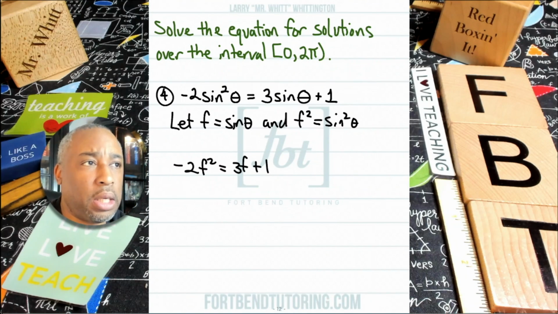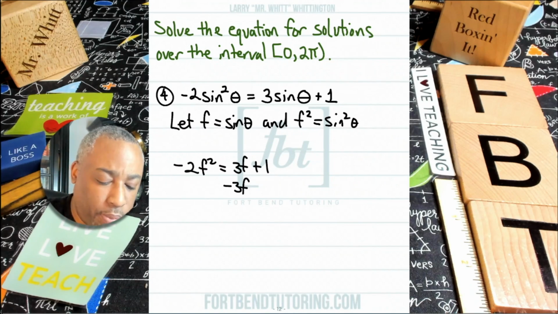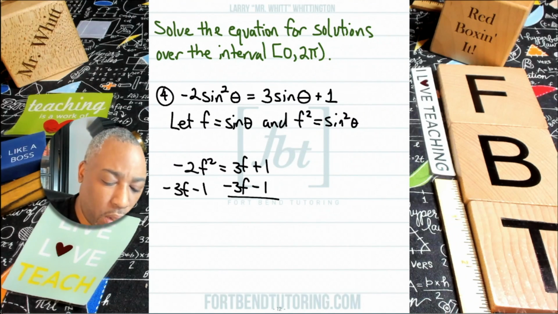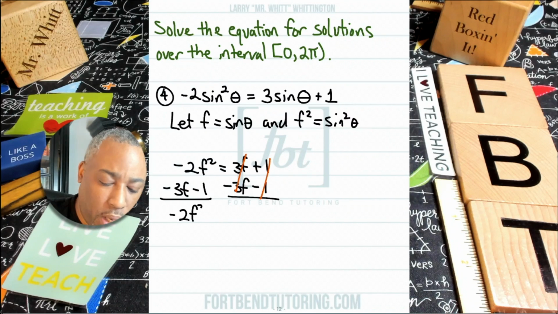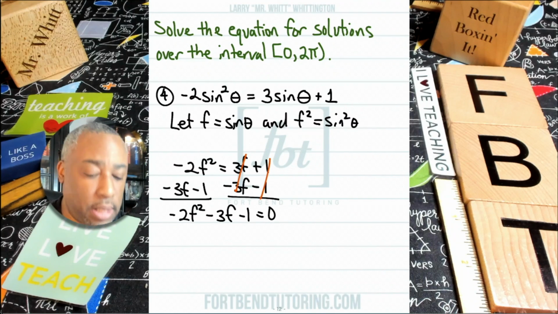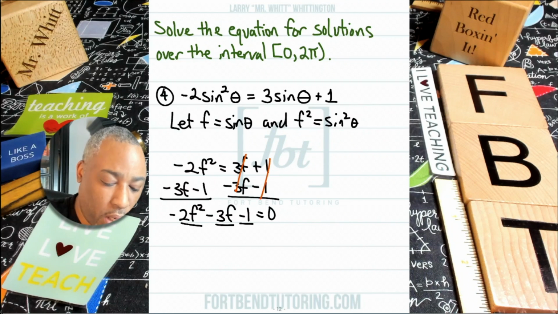Let's go ahead and set the equation equal to 0 by subtracting 3f from both sides. And I'm going to go ahead and subtract 1 as well. Giving you a little twofer here. The 3f's cancel out, the 1's cancel out. We now have negative 2f squared minus 3f minus 1 equals 0. And with that, I'm going to divide each and every term by negative 1. So dividing away we go.